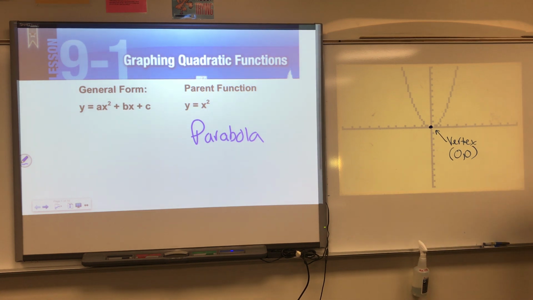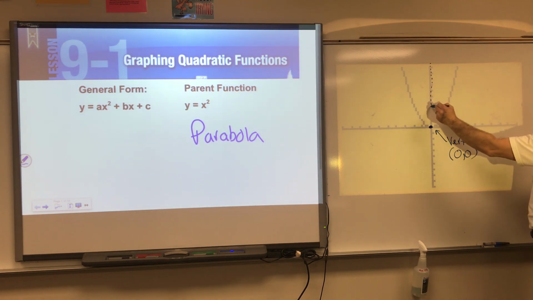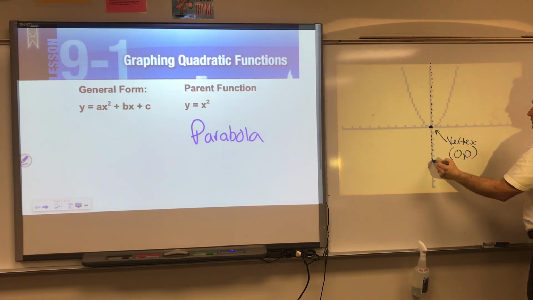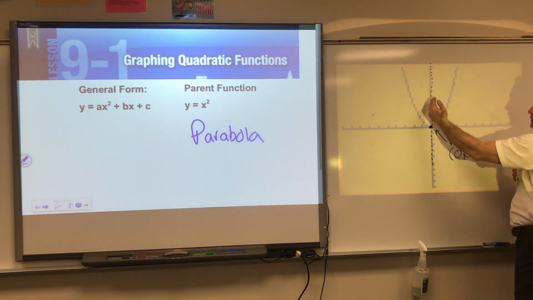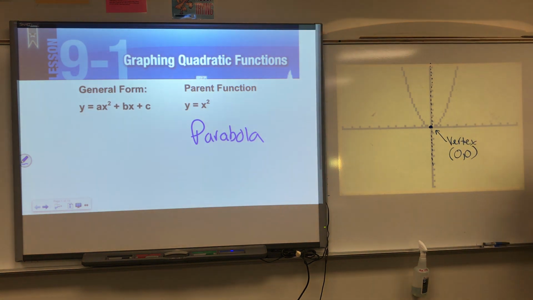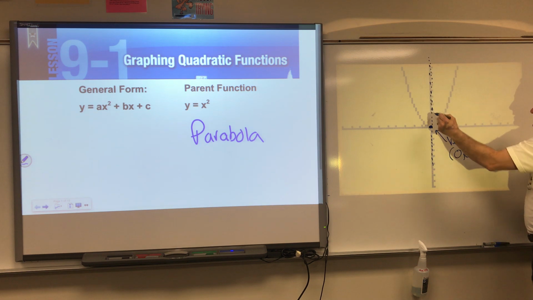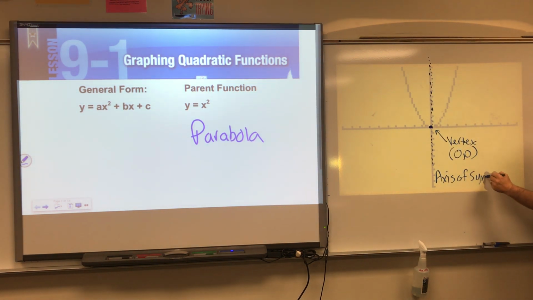A couple other things about these parabolas is that they're symmetrical. And if you remember, symmetrical means it's equal on both sides. If I cut a line right down the middle, and I folded it over onto the other side, it would match up perfectly. Well, there's a special name for this line that cuts it in half. It's called the axis of symmetry. Sometimes I abbreviate that AOS, and you can certainly do that as well.